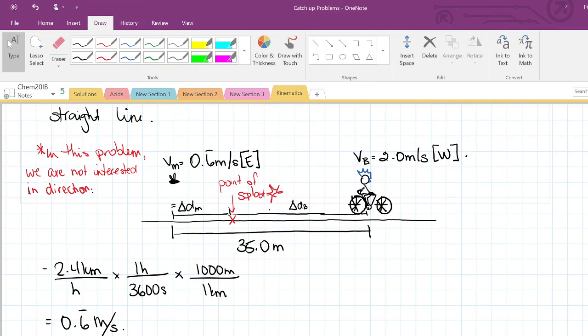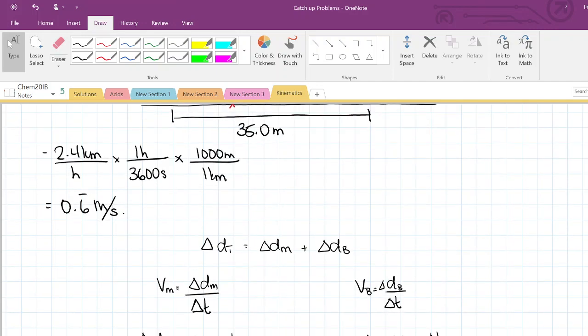I don't really care about the positive, negative direction in this case. I know that at some point here, these two are going to collide with each other. So that's my point of splat. And the mosquito will have traveled a distance m, and my bike will have traveled a distance b. So I know that for this particular scenario, the total distance that both these objects will cover, if I sum the distance of the bike and the distance of the mosquito, I will get 35. I know that that's the total distance that they'll cover.